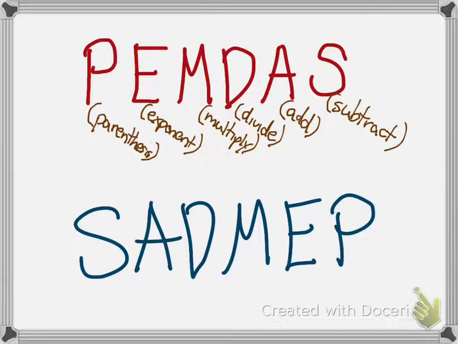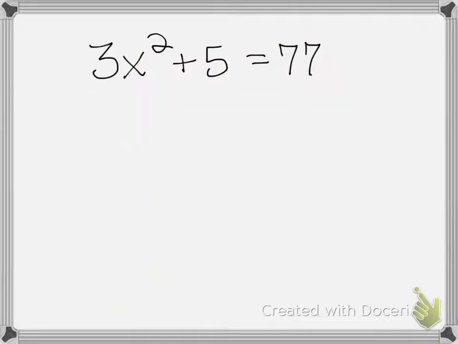So as you can see, the S represents subtraction, right? So I'm going to check to see if I can subtract first. Then I'm going to check to see if I can add. And then I'm going to check to see if I can divide, and so forth. Let's look at our first example. I'm going to use SADMEP to solve.